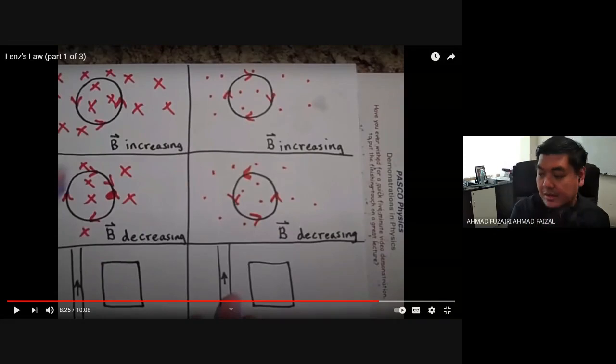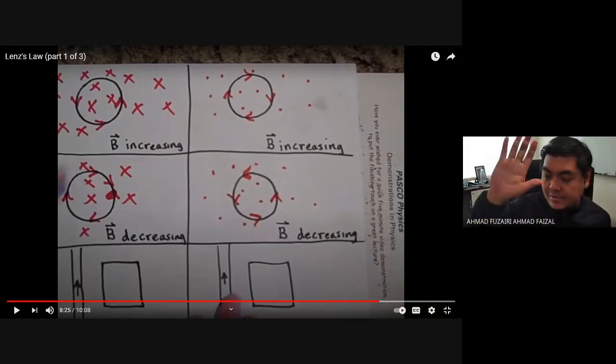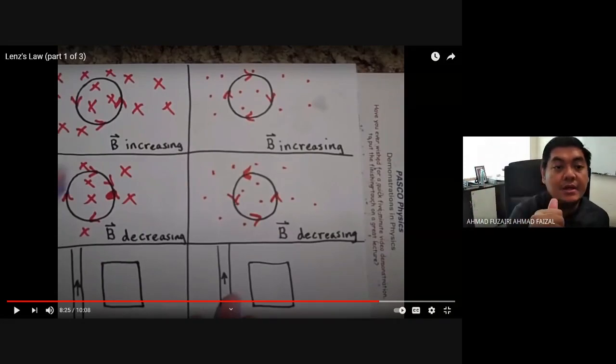Now you point your fingers to the screen. You point your fingers lagi, guna right hand rule. You need to use your right hand rule. So your thumb should be the direction of where you should point the magnetic field to oppose the increase of magnetic field. Okay, where you should point your fingers.